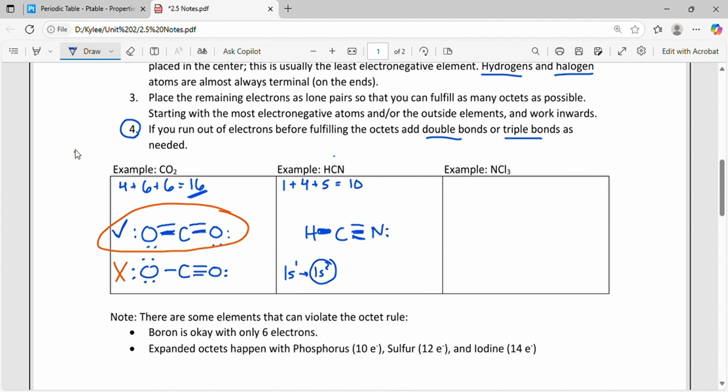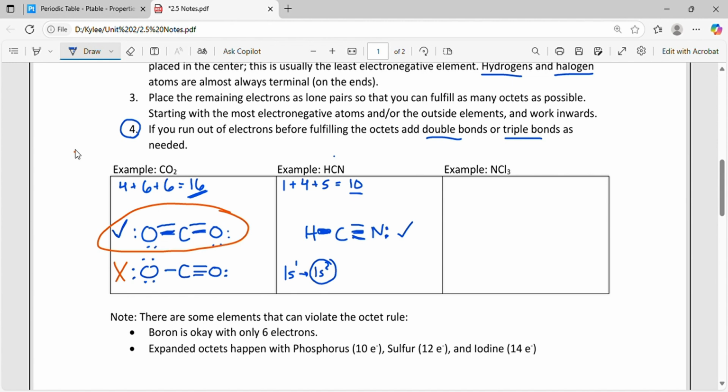So I've still only used my 10 electrons. I've got 2, 4, 6 in the triple bond. 7 and 8 are over here as lone pairs on nitrogen. And then I have the 2 that are connecting the hydrogen in there. So I've only used my 10. Everyone has an octet that needs an octet. So that is a correctly drawn dot structure.